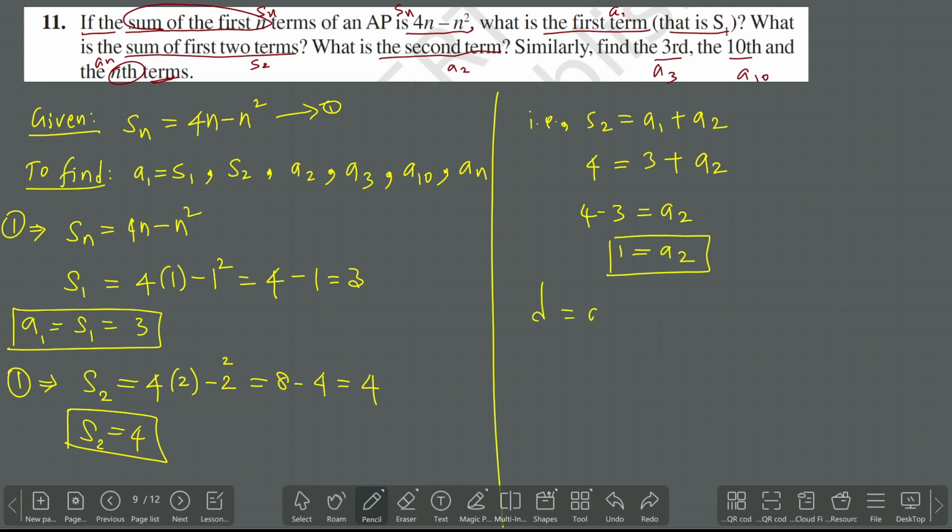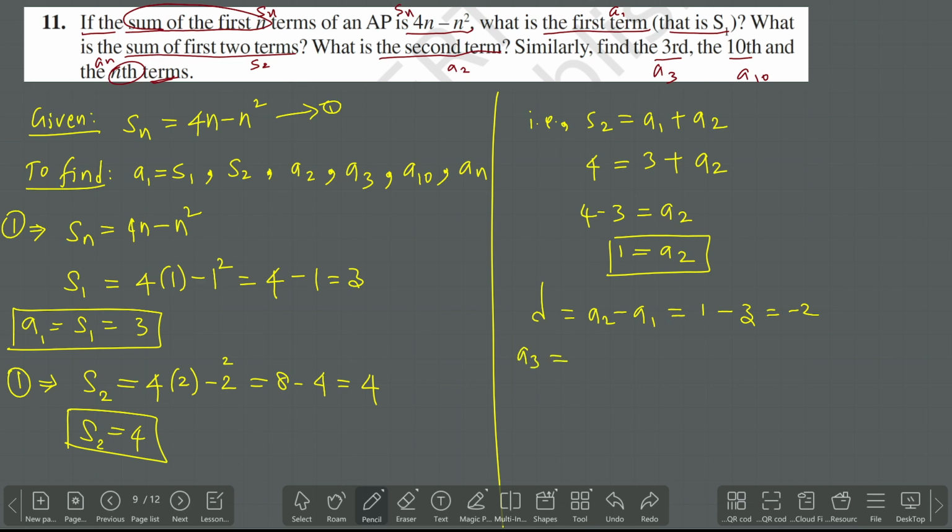D equal to what I know: A2 minus A1. A2 value 1, A1 value 3, which is equal to minus 2. Why am I finding A2? They didn't ask to find A2, but to find the remaining A3 and all. Now we have the D value and A value. Surely we can find A3.